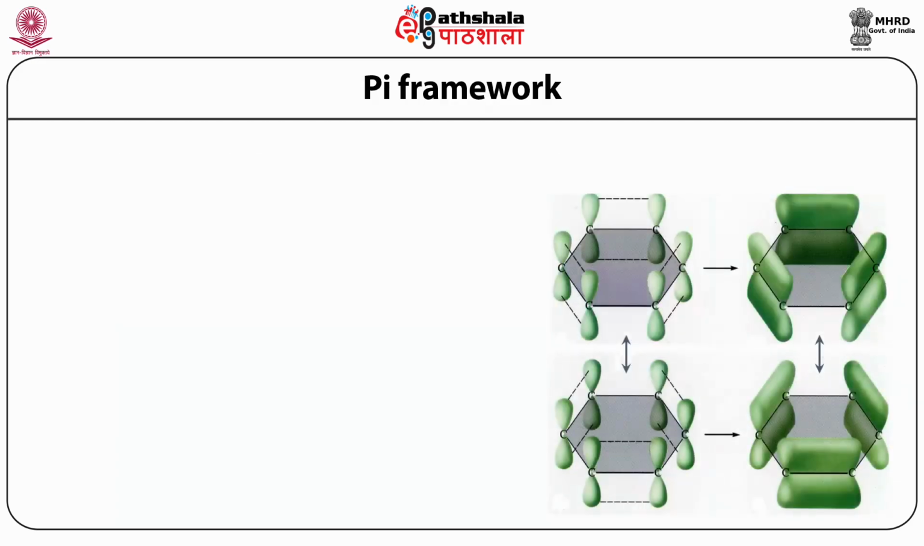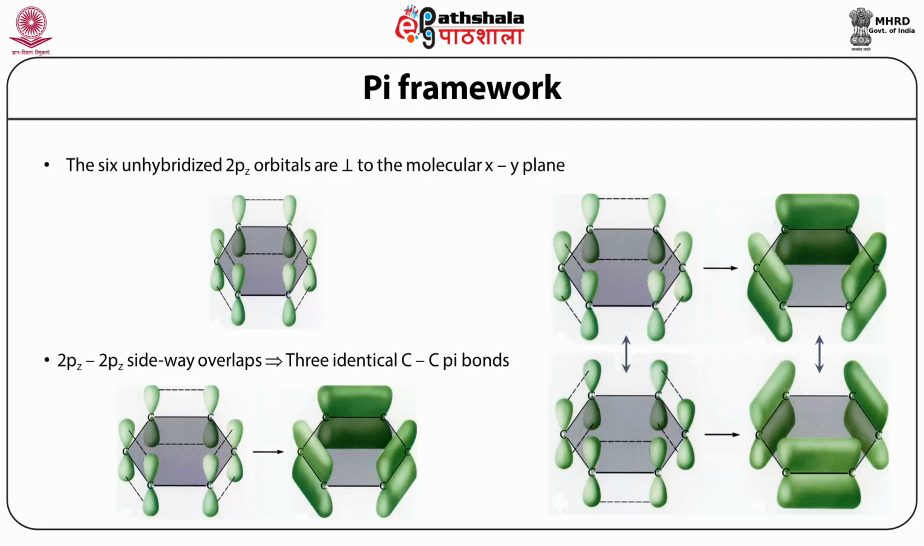Now let us discuss the pi framework, where we have the 6 unhybridized 2pz orbitals which are perpendicular to the molecular xy plane. In the second case, we have the 2pz sideways overlaps, implying three identical C-C pi bonds. As shown on the right-hand side, all these hybridized orbitals, or the frameworks, are almost identical with each other.